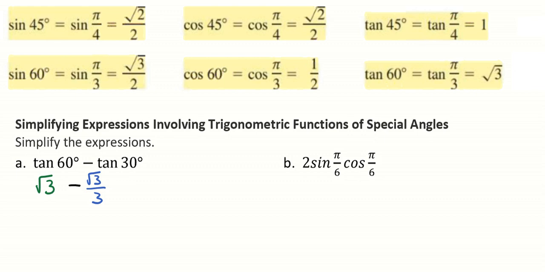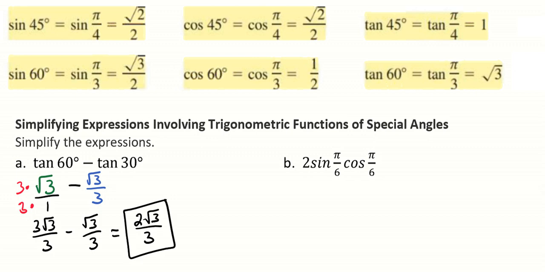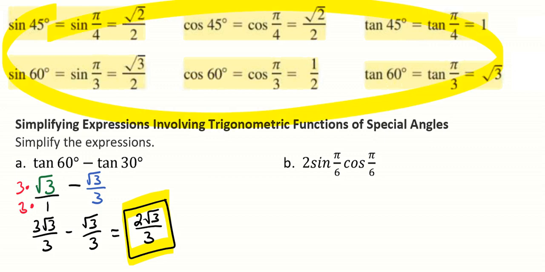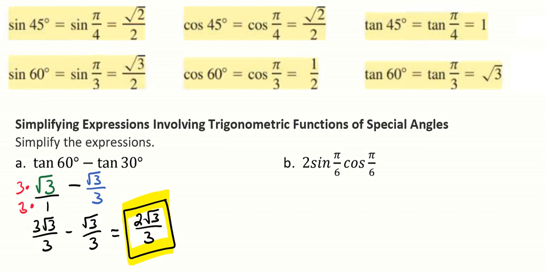Well, in order to subtract these, you have to have a common denominator. And right now, we have that over 1. So we're going to need to multiply both the numerator and the denominator on this tangent of 60 degrees by 3. And that's going to give us a 3 radical 3 over 3 minus a radical 3 over 3. And now if I have 3 radical 3's and I take one of those radical 3's away, I'm going to end up with a 2 radical 3 over 3, and that is going to be my final answer. So being able to use these shortcuts, or these values up here, really comes in handy.